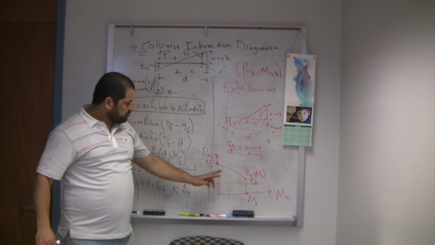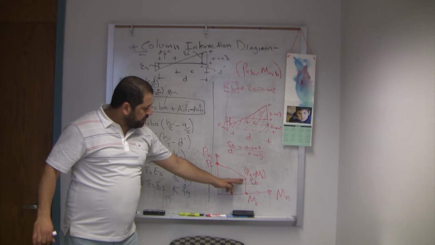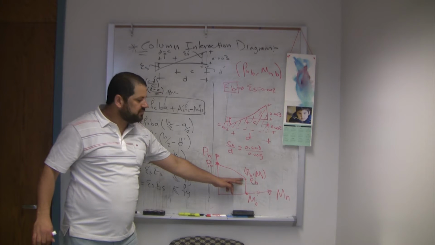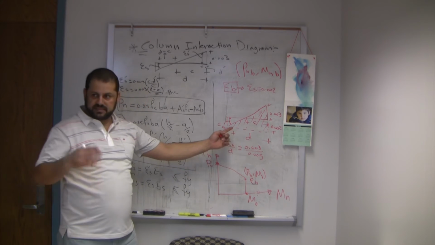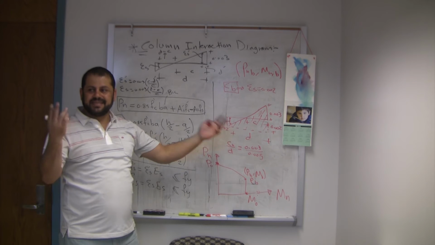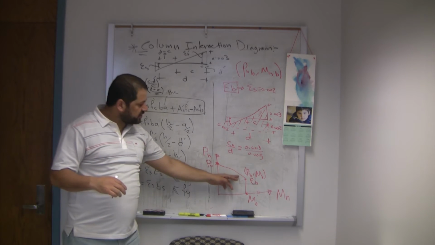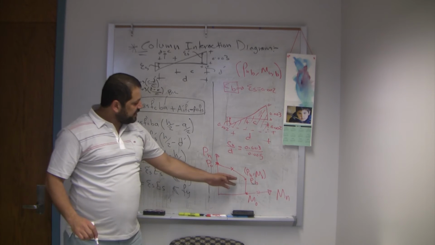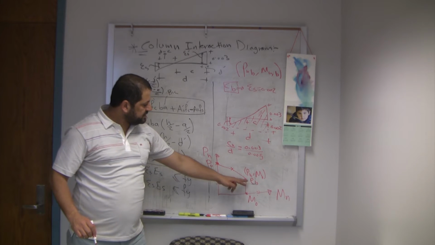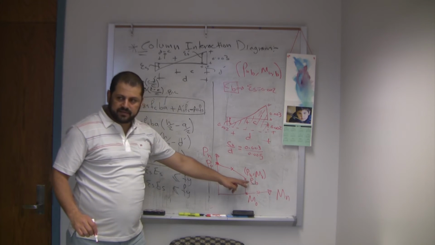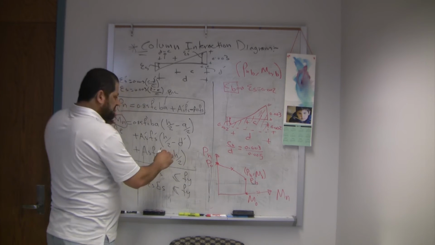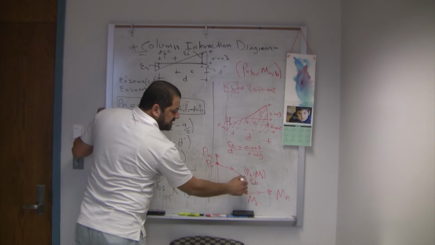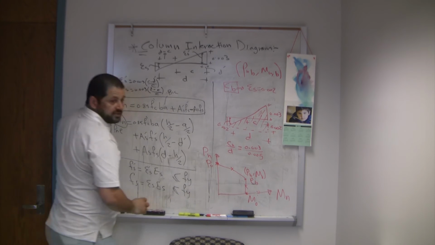Okay? So any value that C is more than C balance, it means E is less. It means it's a column action. Any value that's more than E balance, which is less than CB, it is a beam action.